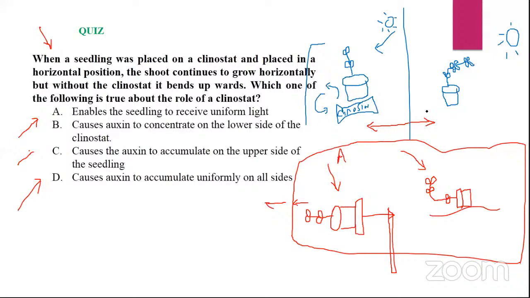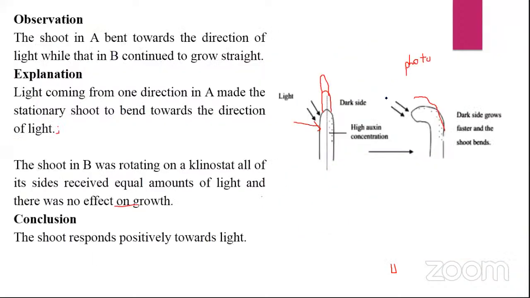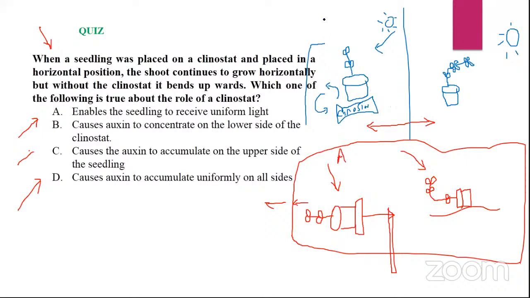Now I want you to get these two differences. Let me call this one B. Now for B, it is demonstrating phototropism.